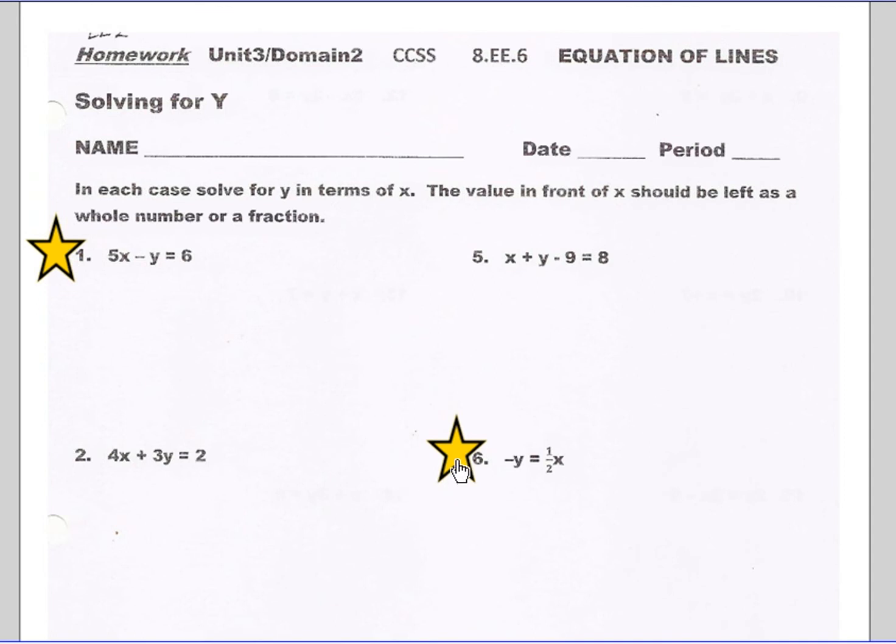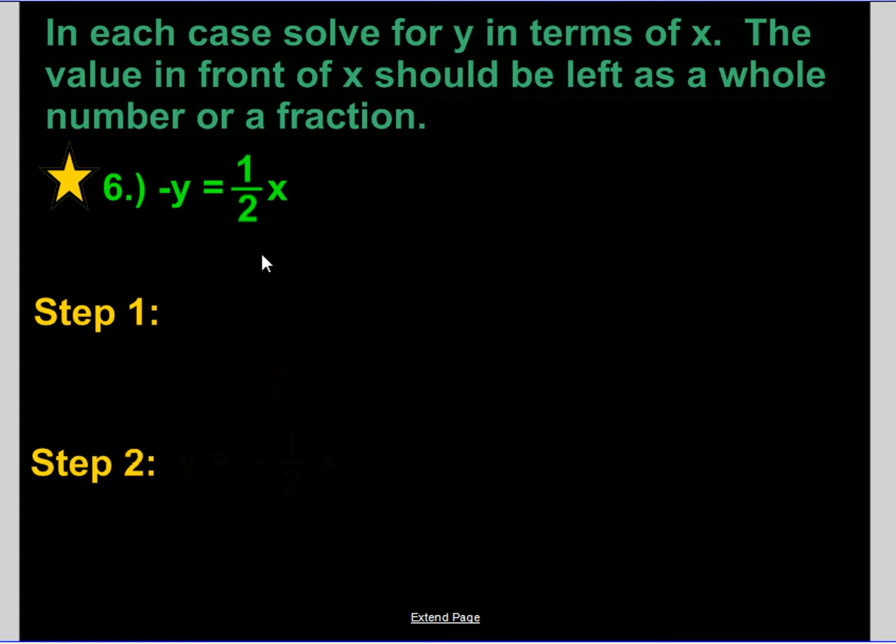Next problem is number 6. We have negative y equals 1/2 x. Copy the problem. We want to eliminate the negative sign from the y. We do that by dividing by negative 1. Do it on this side, we have to do it on the other. I know this looks a little odd because we have a fraction over another fraction, but really all this does is it just changes, like it did in the last problem, the signs. So we're going to wind up with positive y and a negative 1/2 x.